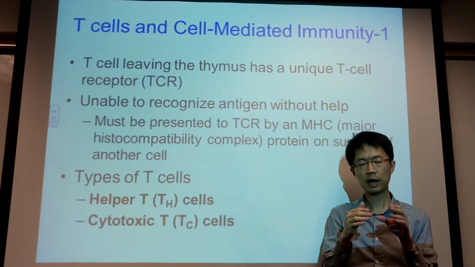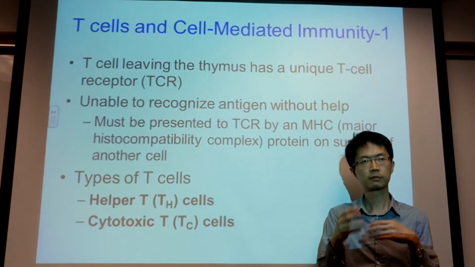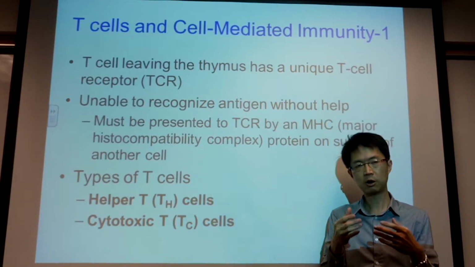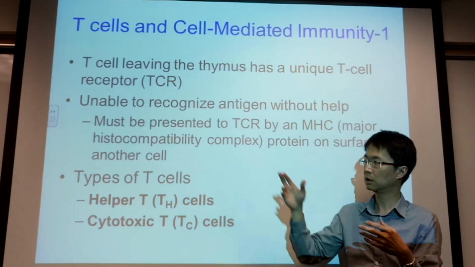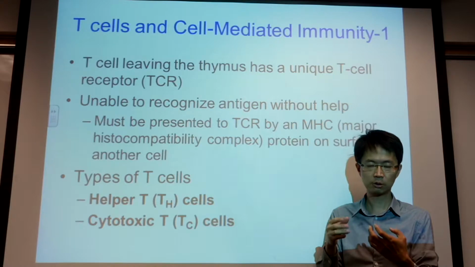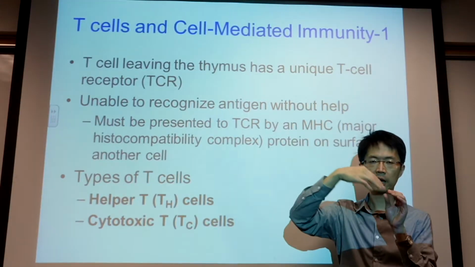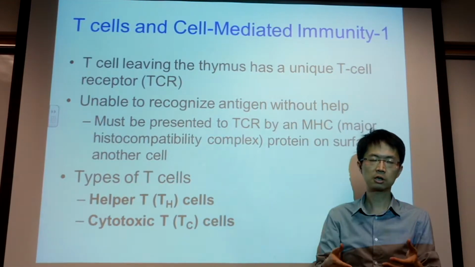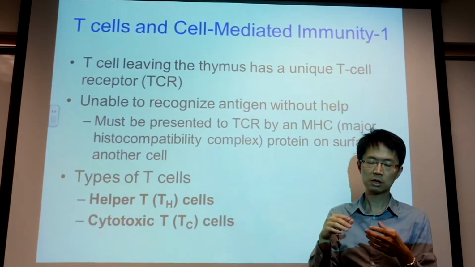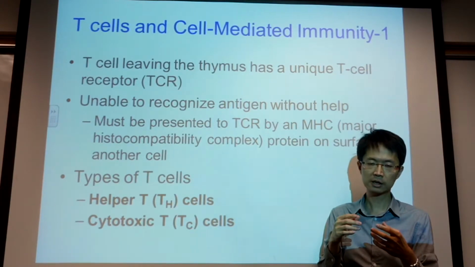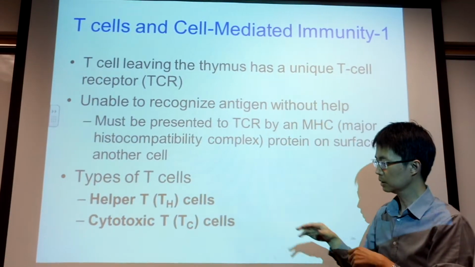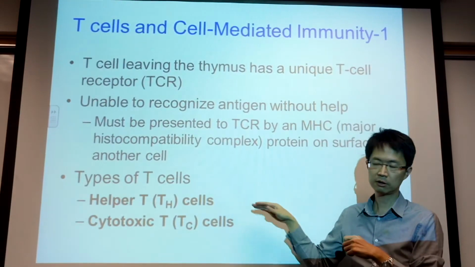The MHC2 protein will be expressed on the plasma membrane of the macrophage, and this MHC2 protein will be holding the antigen of the destroyed pathogen. Then in this case, the T cell can bind to this MHC2 protein complex and recognize the antigen. And what I'm talking about is the helper T cell here.